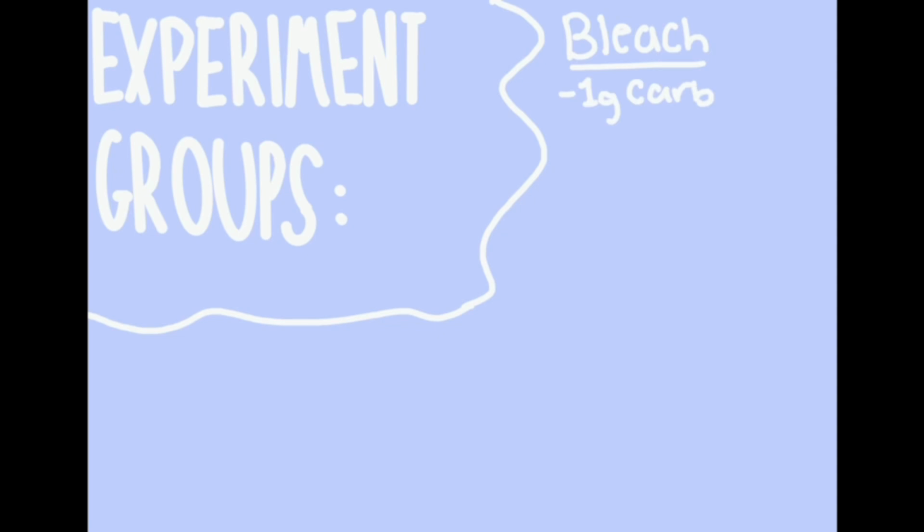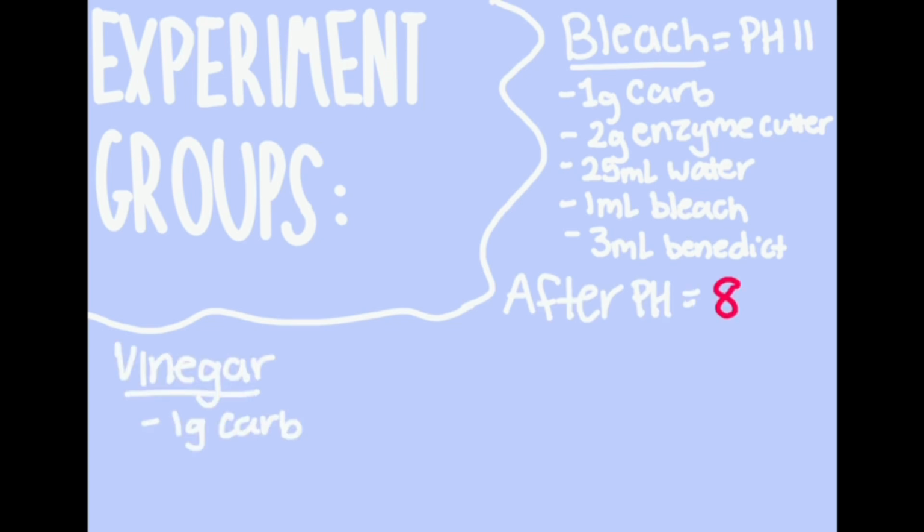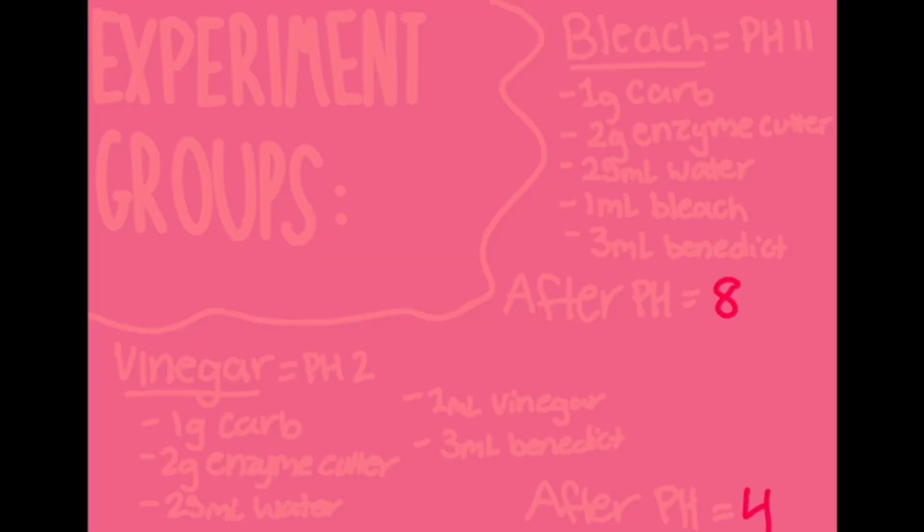Now let's introduce the experiment groups. In bleach, there was 1 gram carb, 2 gram enzyme cutter, 25 milliliters of water, 1 milliliter of bleach, 3 milliliters of Benedict's. The starting pH was 11 and the after pH was 8. Now let's talk about the vinegar. There was 1 gram carb, 2 gram enzyme cutter, 25 milliliters of water, 1 milliliter of vinegar, 3 milliliters of Benedict's. The before pH was 2 and the after pH was 4.